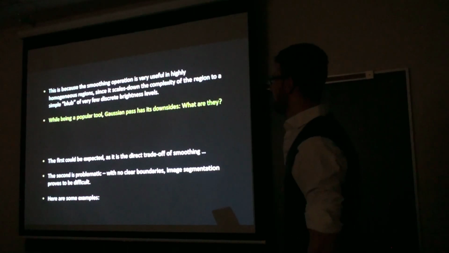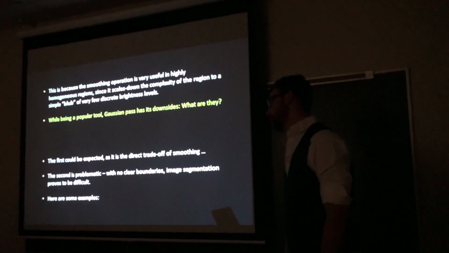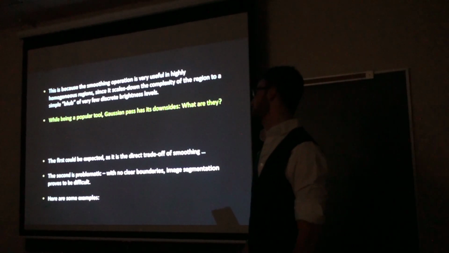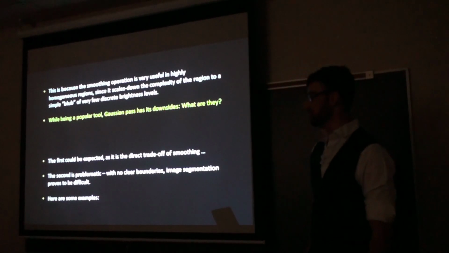This is because the smoothing operation is very useful in highly homogeneous regions, since it scales down the complexity of the region to a simple bulk of very few discrete brightness levels. I already said that, I'm sorry, it's on 2 slides.